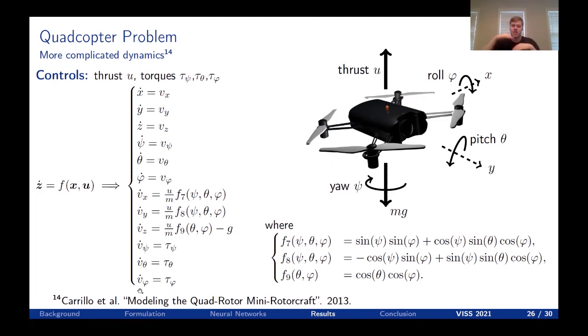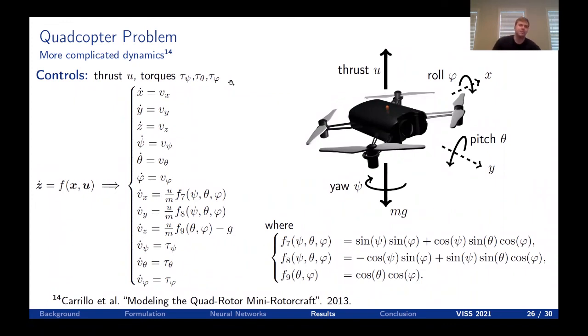So that becomes really a 12-dimensional state for the quadcopter. And you have 4 controls. So you have the thrust, which is kind of like the force that's lifting the quadcopter. And then you have the 3 torques around those, the pitch, yaw, and roll that we were talking about.